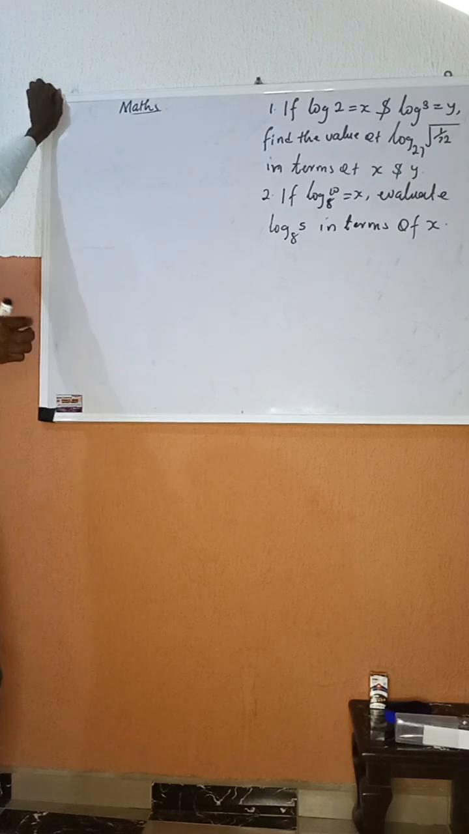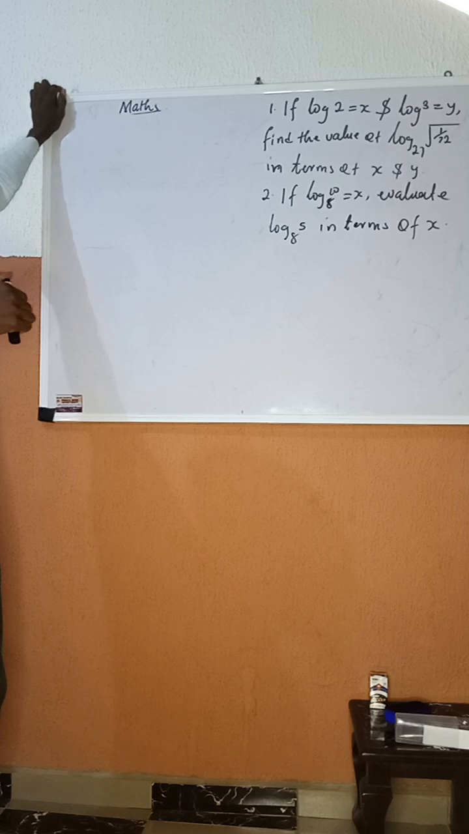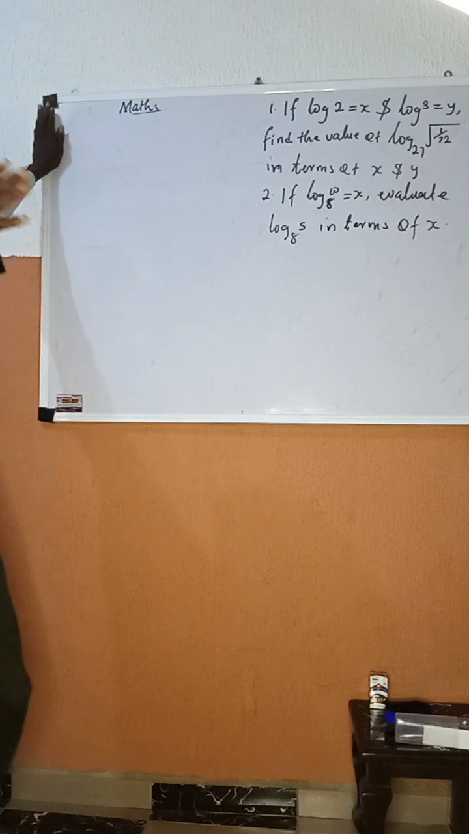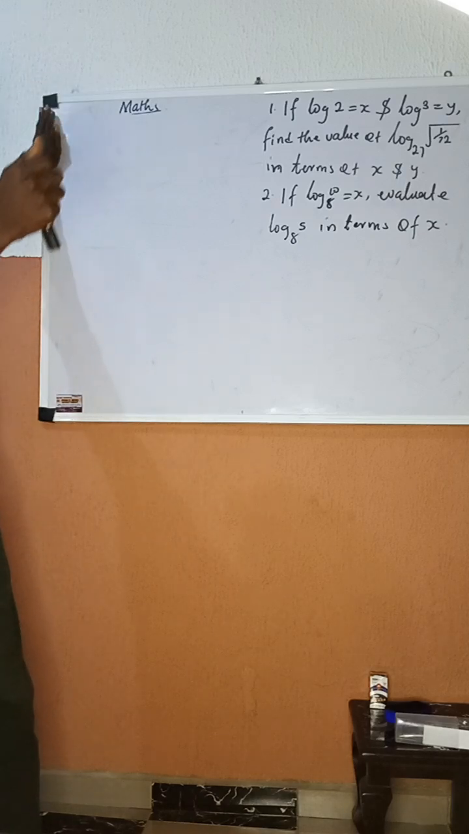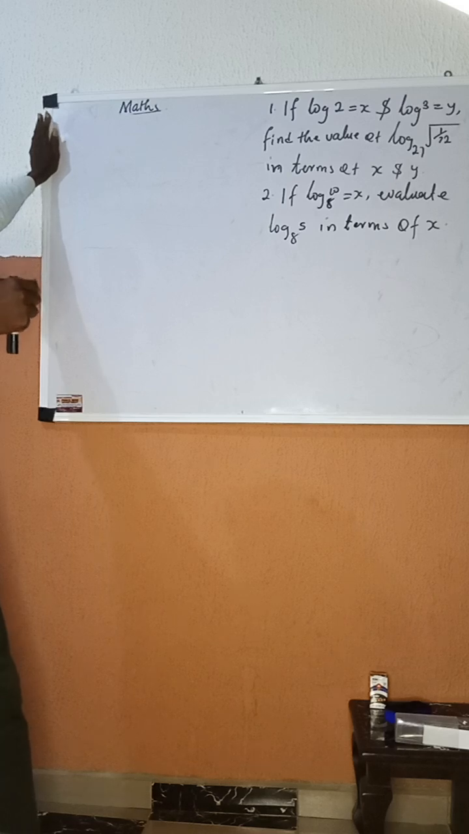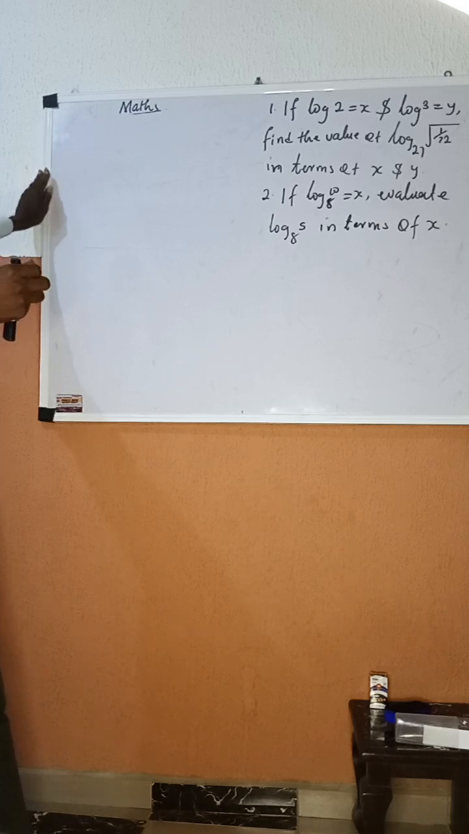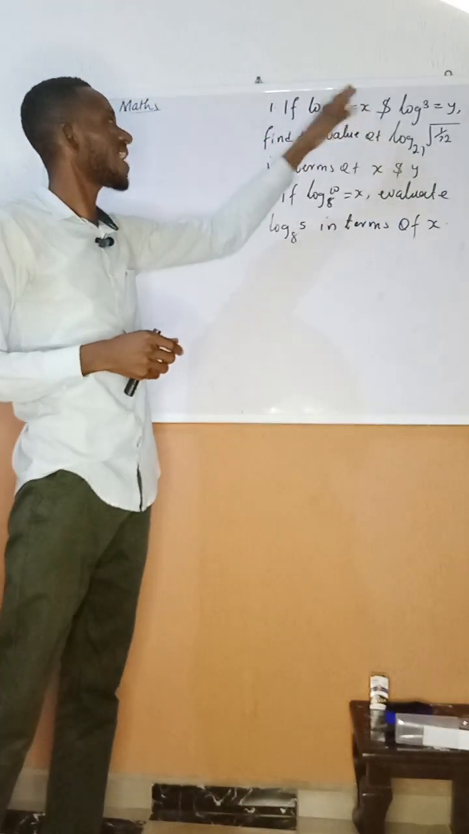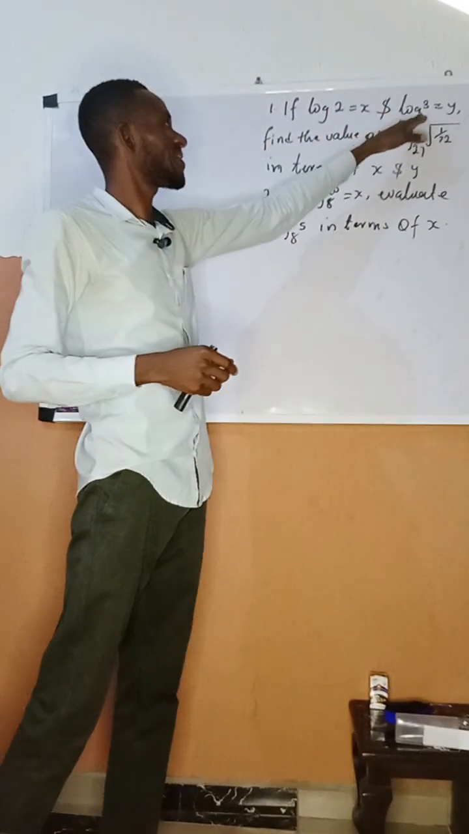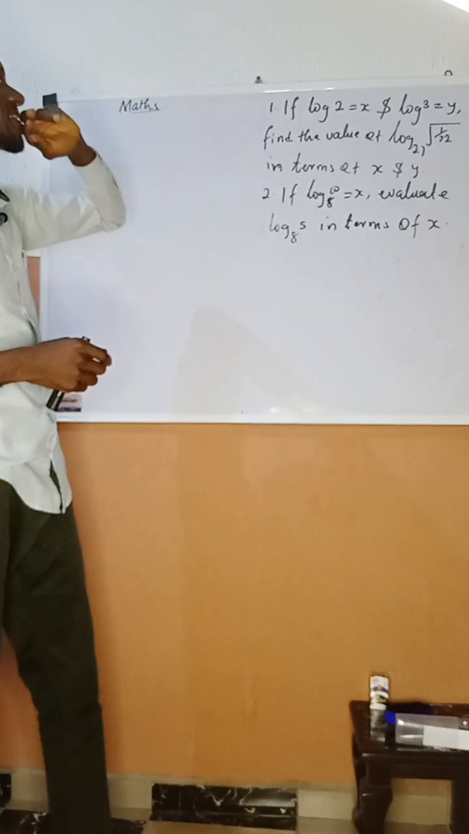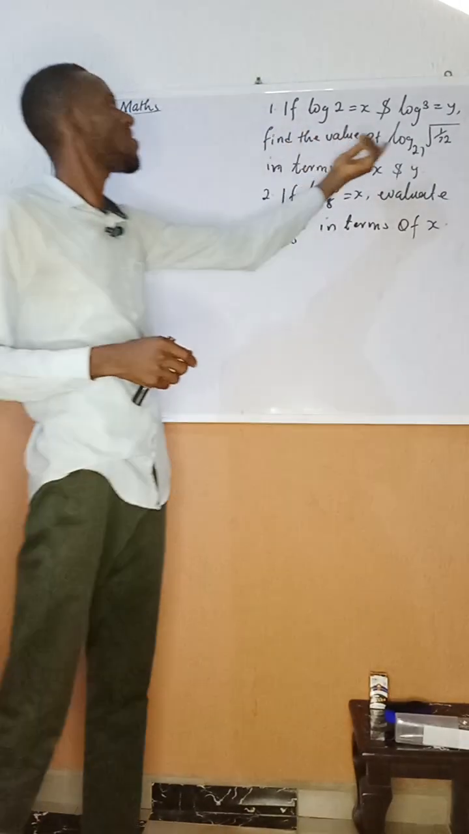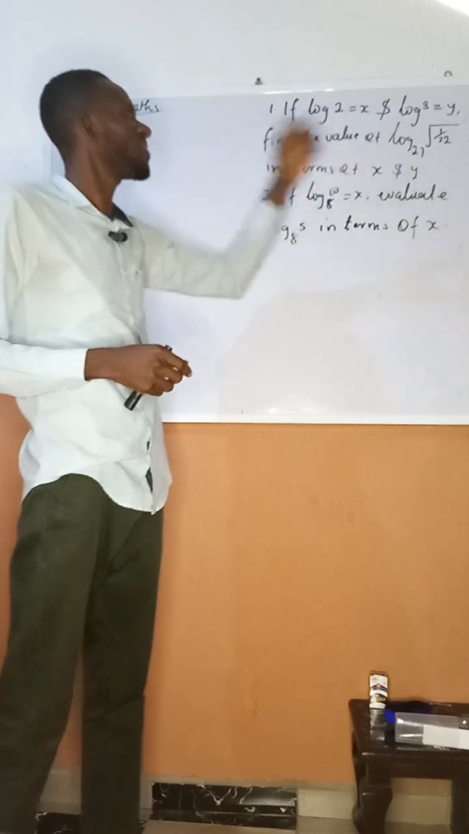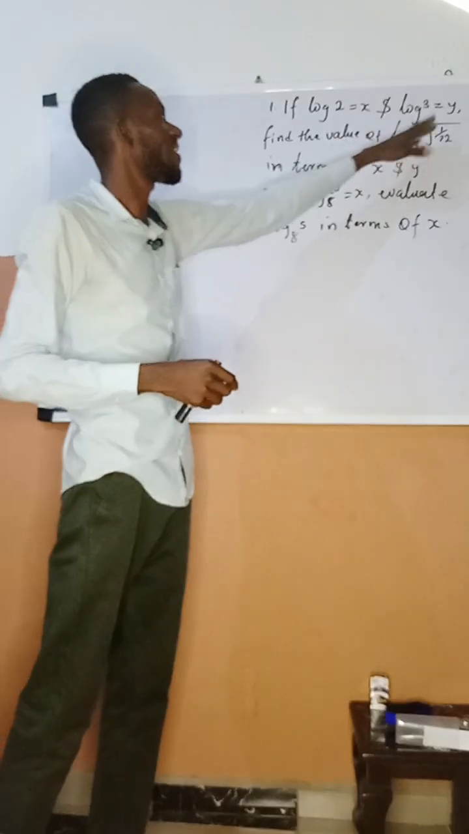We are still considering problems that revolve around logarithms. In our previous class, we looked at a system of equations, which, after transforming it, led us into a simultaneous equation. But today, we are looking at situations where log of a number is defined in terms of letter x, log of another number 3 is defined in terms of a letter y. And we are given a log problem and asked to evaluate it in terms of x and y.